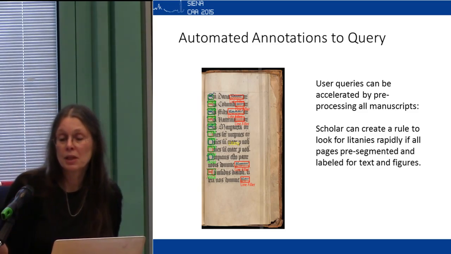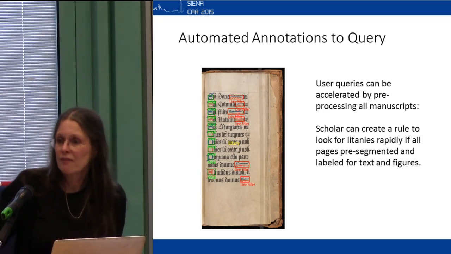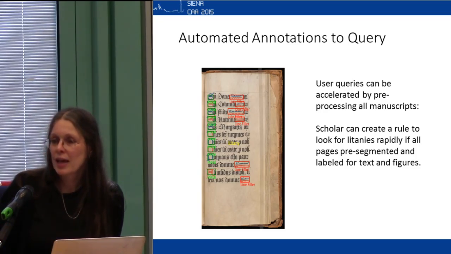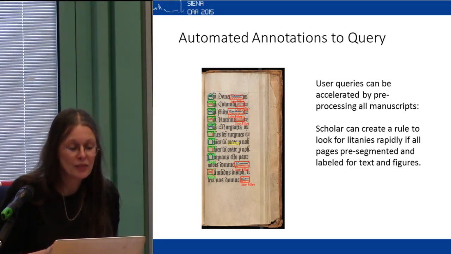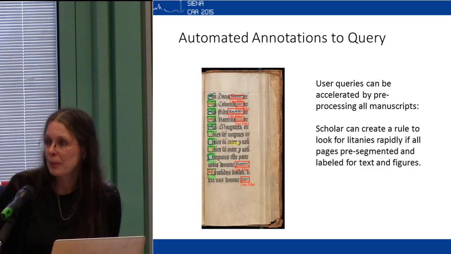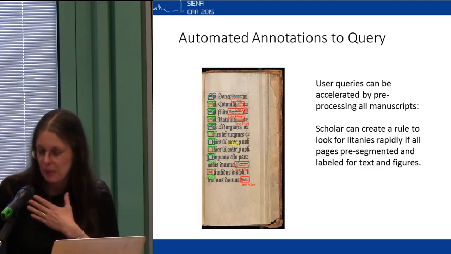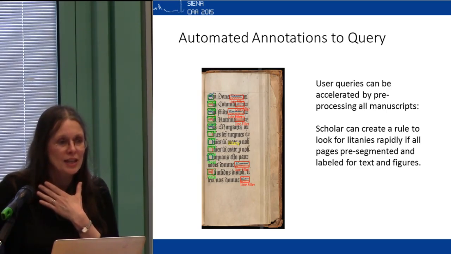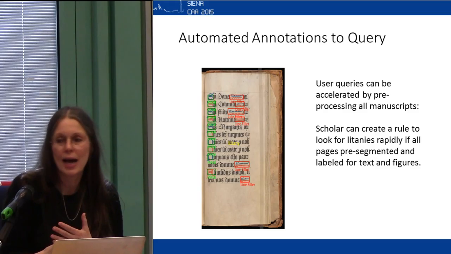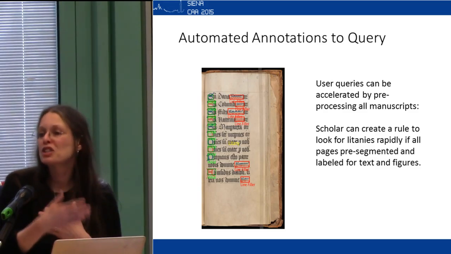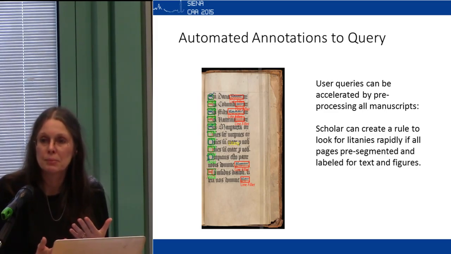Then a scholar can come along later and say, if you have a bunch of capital letters followed by a bunch of line fillers, that's a litany. I want to see all the litany pages. Now, if we pre-process them into these basic primitive things, rather than starting out with a pile of TIFF files and looking, is this a litany, is this a litany, you have a big head start on the analysis, and you can do queries much, much faster because the analysis has been pre-computed.